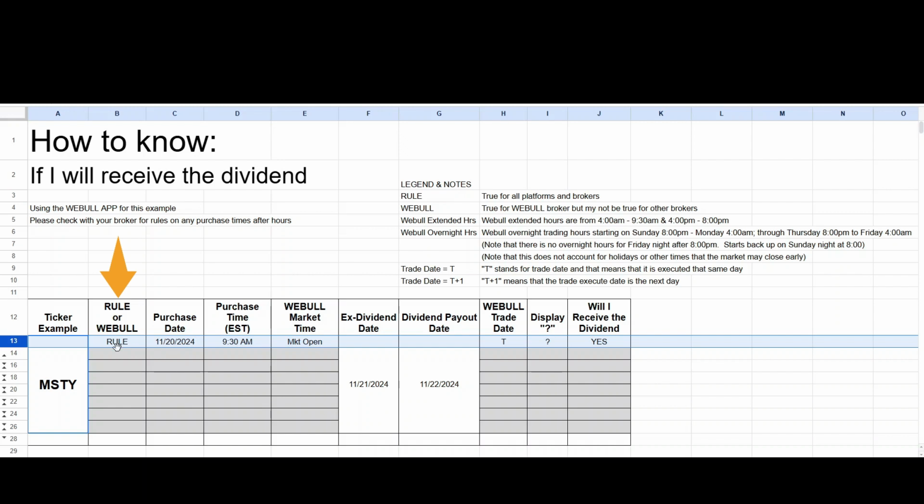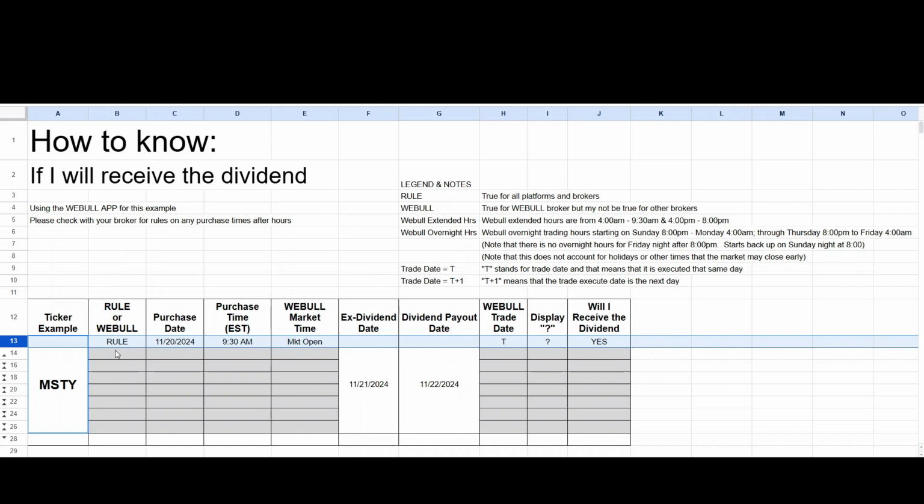So if you do this during this time, then no matter what platform you're on, you should be okay. If it states Webull in this column, then I am only stating that if you're using Webull and you're buying during this time, then this is true. You'll have to check your own platform and broker. If you're not using Webull, you should check to make sure that you have those extended hours available and what the rules are for when that executable date comes into play.